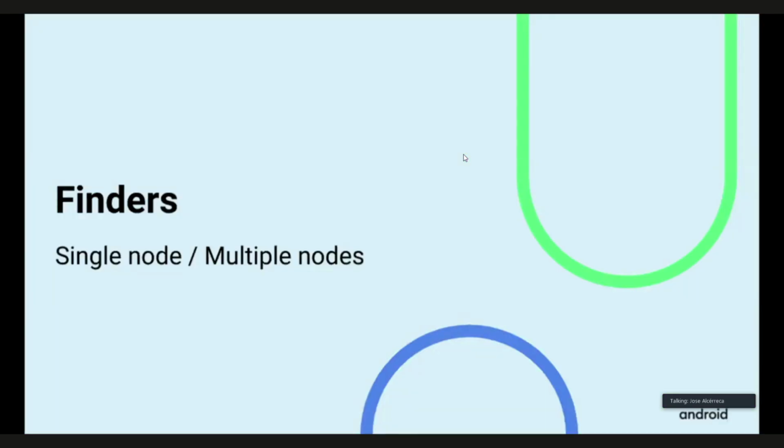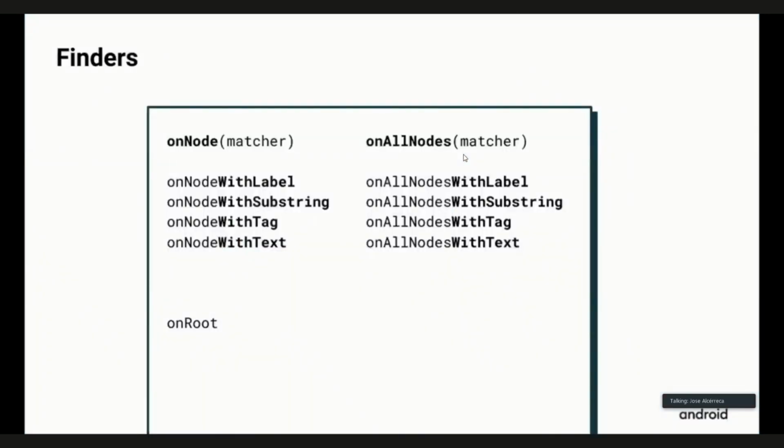There are two types of finders, the ones that find a single node and finders that find collections. For single node finders, you can pass a matcher to onNode, or you can take a shortcut like onNodeWithLabel, onNodeWithSubstring, tag, text. Same thing for collections. You can call onAllNodes with a matcher or use one of the shortcuts. Finally, onRoot will return the root node, obviously.